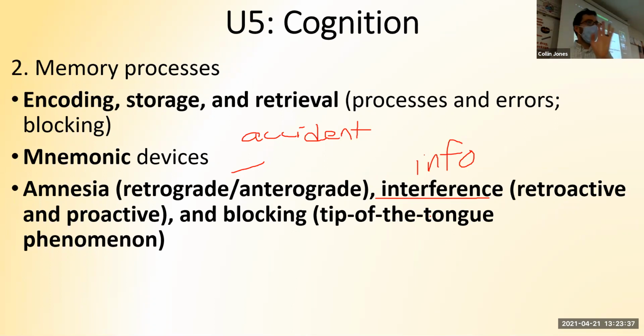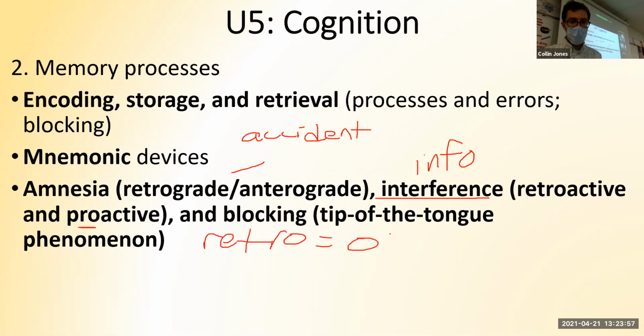Retroactive. If you took Spanish in middle school, French now, and you forget your middle school Spanish because of the French, that's retroactive interference. If you took Spanish in middle school and French now, and you're forgetting your French, that's proactive interference, because pro means you're forgetting the later information. So always, retro means forgetting the old.